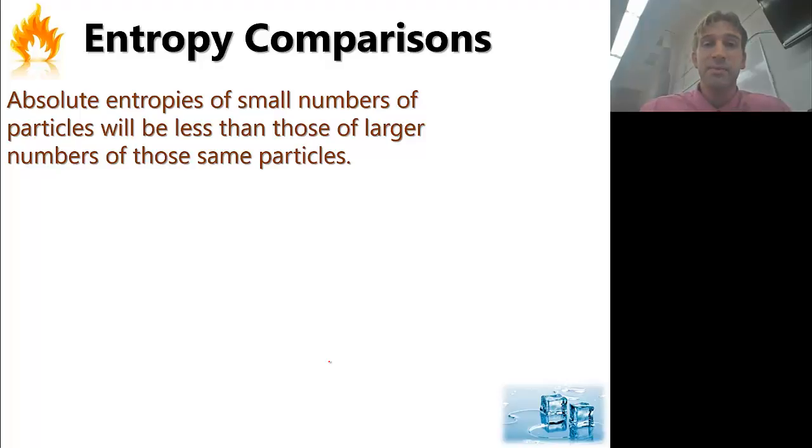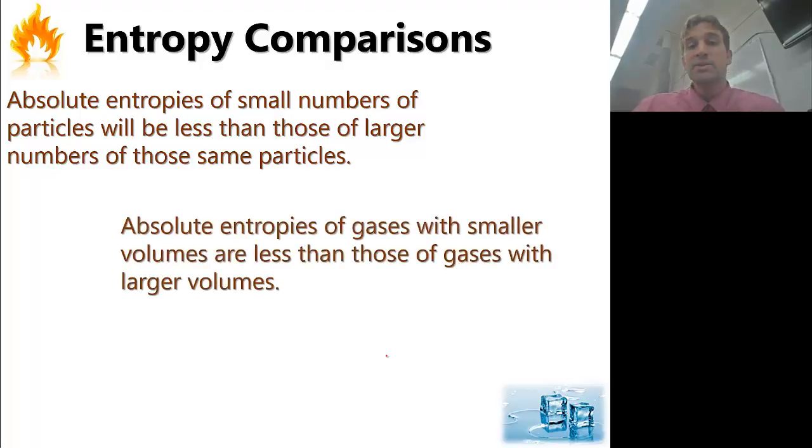Now with gases, we can look at the volume that a gas is in order to consider its entropy. If you have a small volume, then there's less potential space for the gas to move around in. If it's in a large volume, there's more potential place for it to move around in. So we have an increase of entropy if you have an increase in volume of a container that a gas is held in.